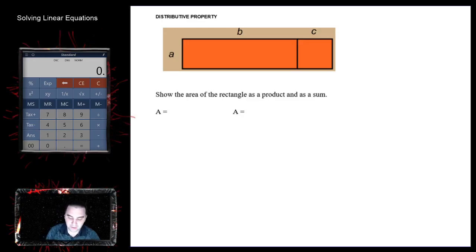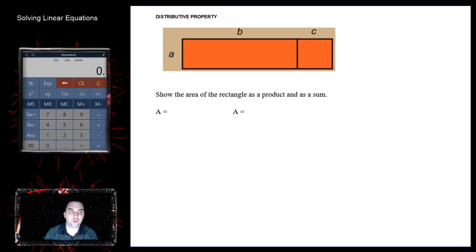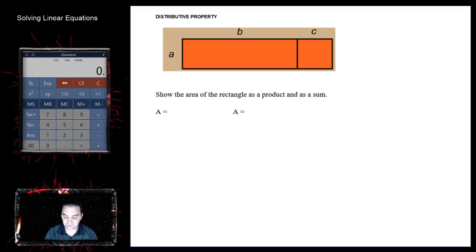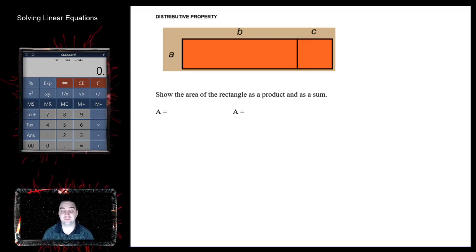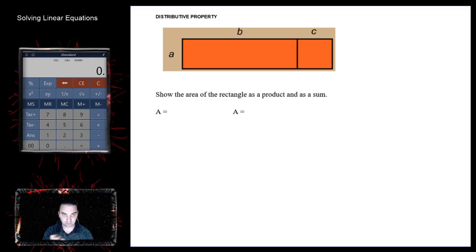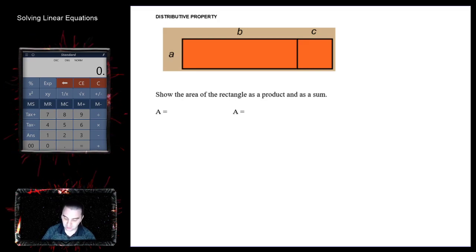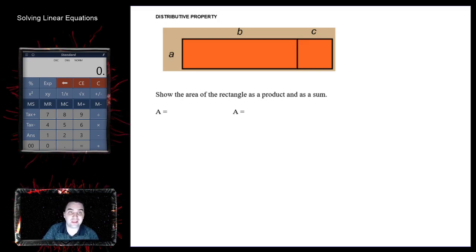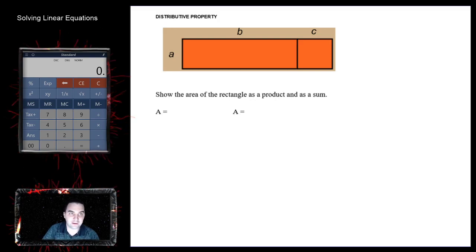Hey everyone, welcome back. In this video we're going to continue solving linear equations, and we're going to be looking specifically at how to use the distributive property. First, we're going to start off with area models. So you'll see those square, rectangle stuff at the top. We're going to look at how to deal with those and what it really means.